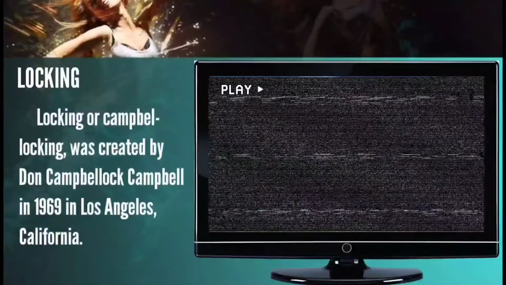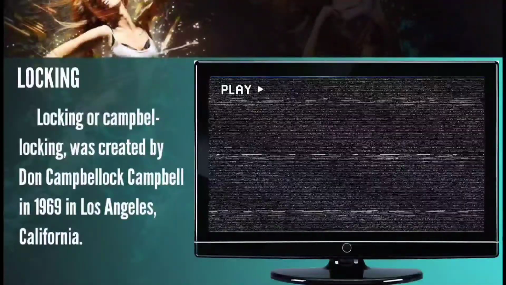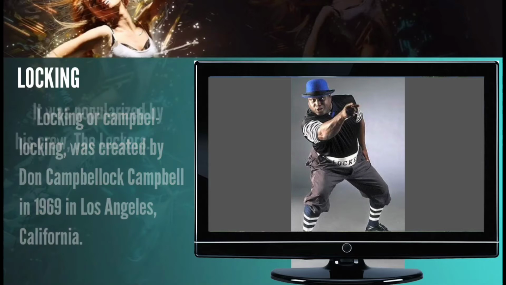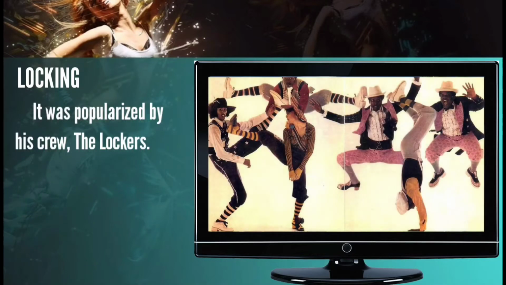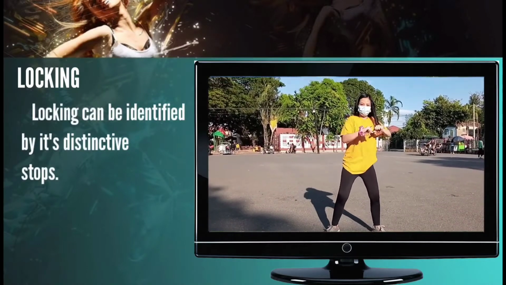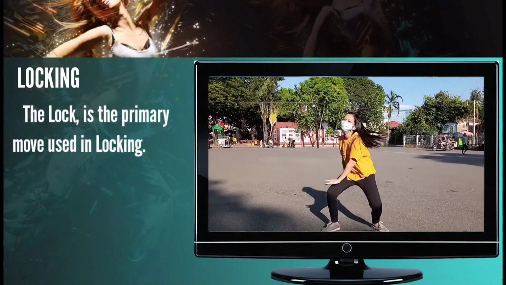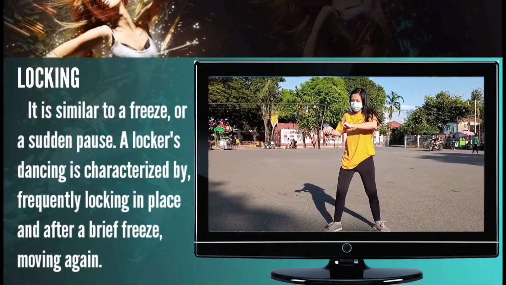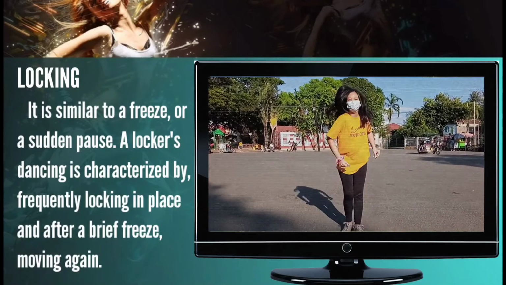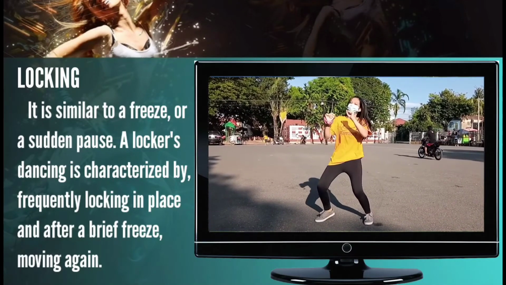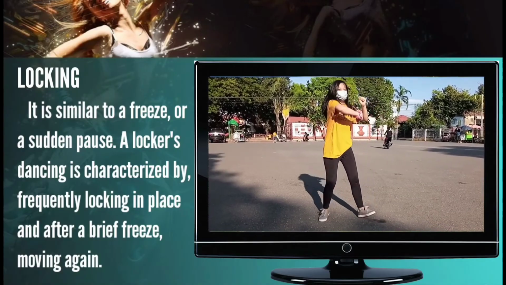Locking. Locking, or Campbellocking, was created by Don Campbell in 1969 in Los Angeles, California. It was popularized by his crew, the Lockers. Locking can be identified by its distinctive stops. The lock is the primary move used in locking. It is similar to a freeze or a sudden pause. A locker's dancing is characterized by frequently locking in place and, after a brief freeze, moving again.